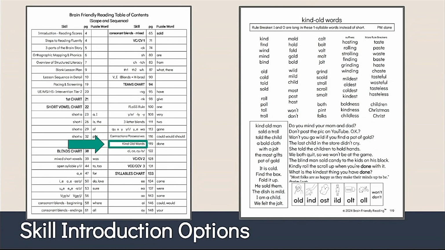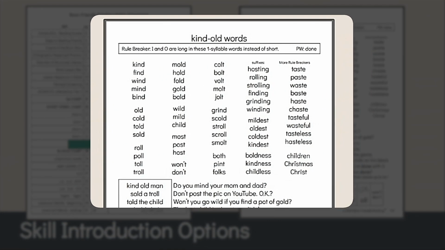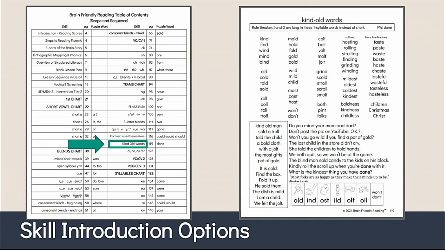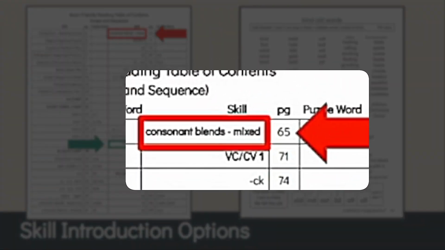Now, this is another skill that could be taught earlier to allow your students to be able to read more words that are commonly found in early reading texts. Keep in mind that the lessons are cumulative. So whenever I want to teach a skill earlier in the instructional sequence, I carefully examine the words on the lesson page to make sure the skills and the words align with what I have previously taught my students. With that in mind, since Kind Old Words are one-syllable words that end with two-letter consonant blends, I could teach this skill here after teaching mixed consonant blends.